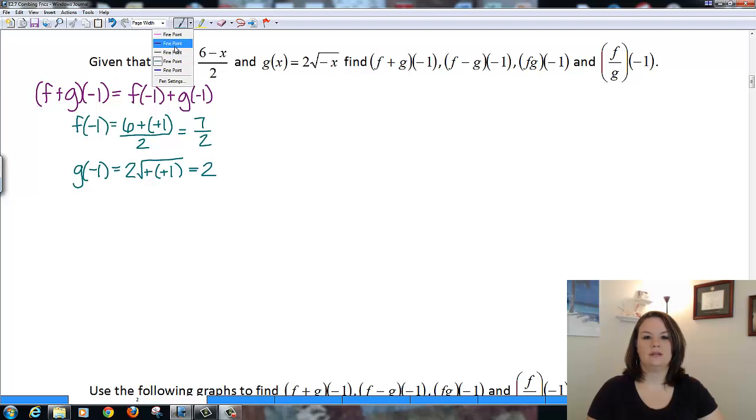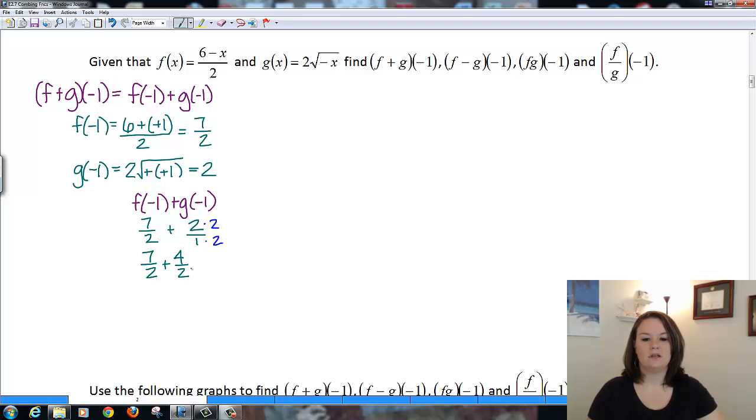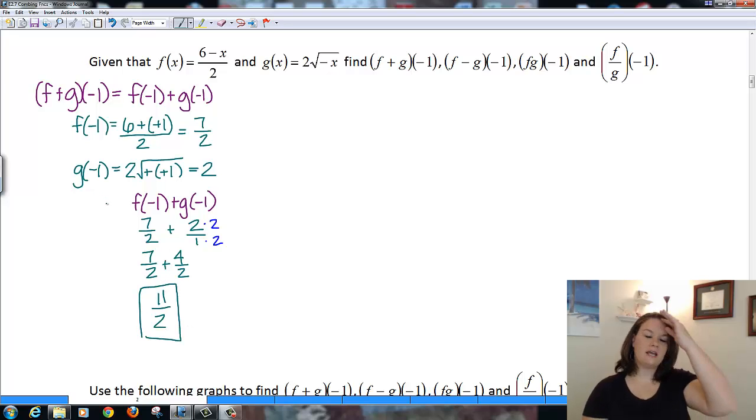Okay. So again, I'm just going to rewrite this. We're trying to find f of negative 1 plus g of negative 1, which we just figured out those two values. f of negative 1 is 7/2 plus g of negative 1 is 2. Okay. And then I just need to get a common denominator. This is the same as 2 over 1, which if I multiply that second fraction by 2 on top and bottom, I have 7/2 plus 4/2, which gives me 11/2.